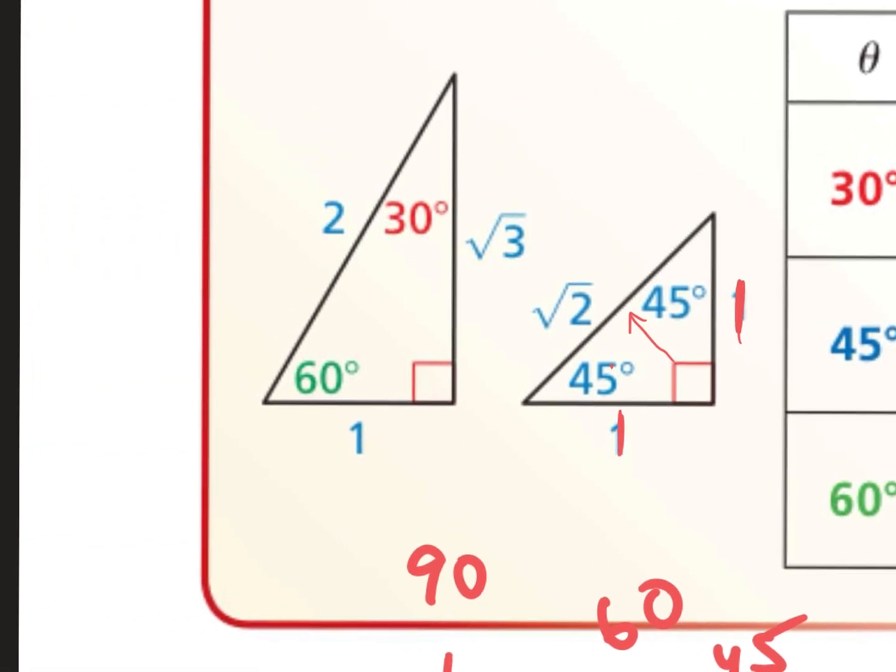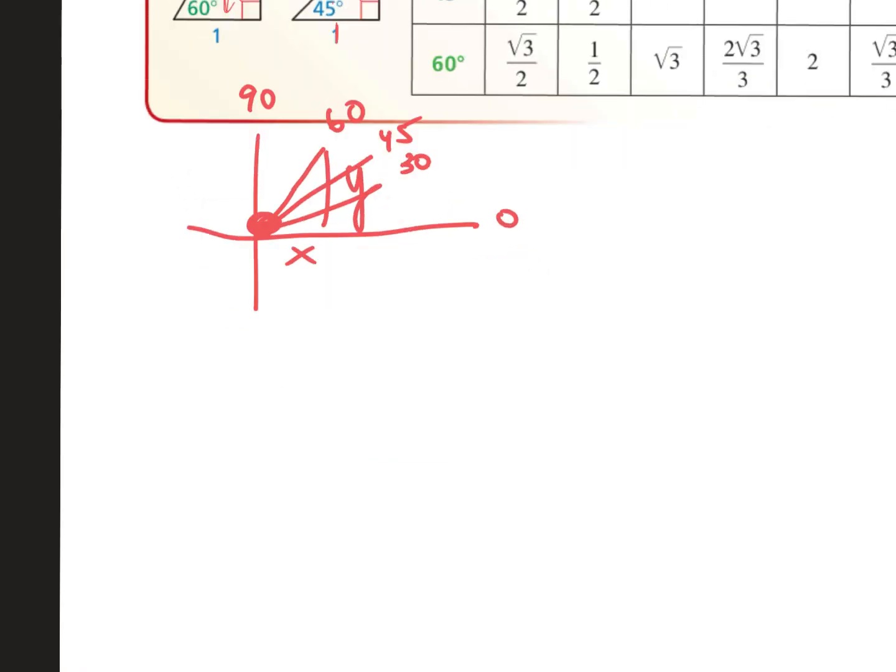In your 30, 60, 90, notice the 1 is across from the 30. Your hypotenuse is twice that size. And then across from the 60 is the square root of 3. So I'll show you how to set up equations to solve that. That's all we're going to do today.